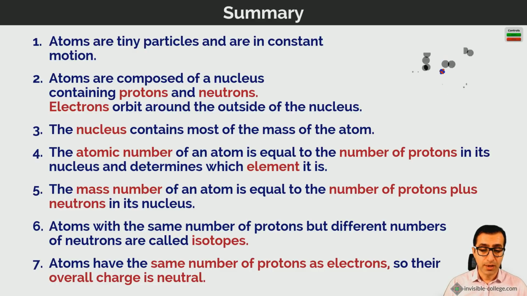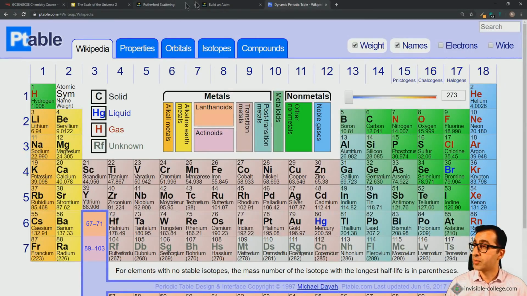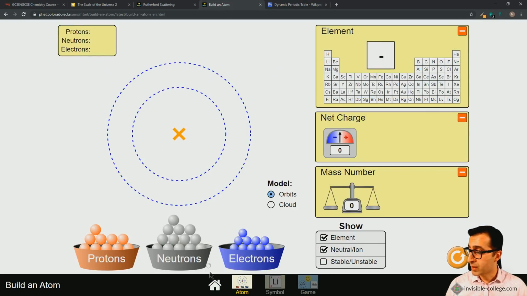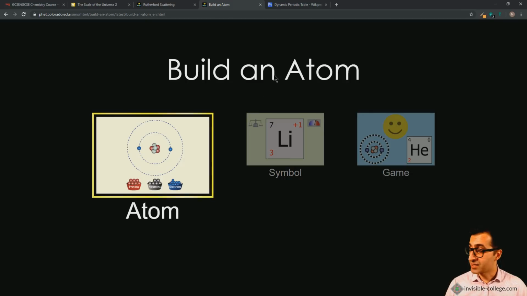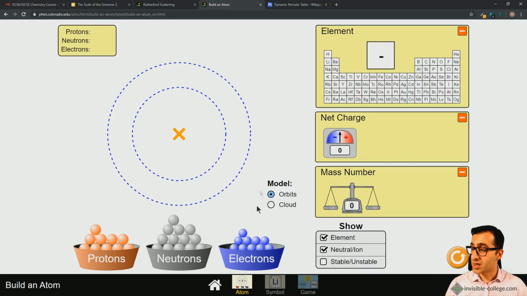Now, there is another rather interesting simulation on the PhET website, which you can have a go at yourselves. It's called Build an Atom, and there are 3 different simulations in here. You can start with this one, where you can actually add different numbers of neutrons and protons, and you can see which atom you're building. You can also see whether that atom has a net charge on it.